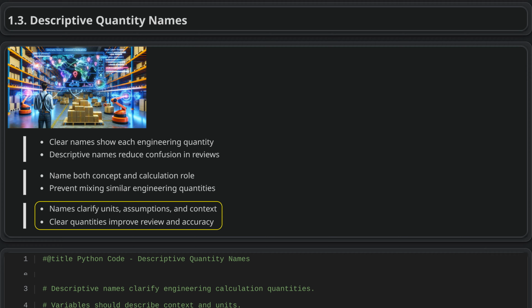Descriptive quantity names help engineers connect each value to its units, assumptions, and physical meaning, such as length, force, or capacity. This is especially important when combining information from different sources or checking calculations. Clear names make engineering work easier to review, debug, and trust, improving both accuracy and readability.